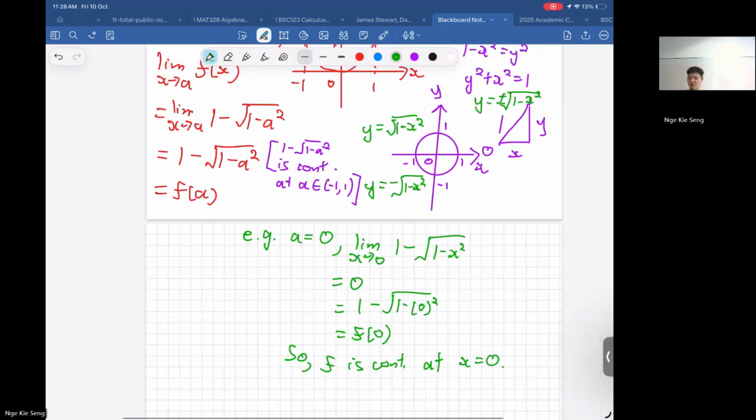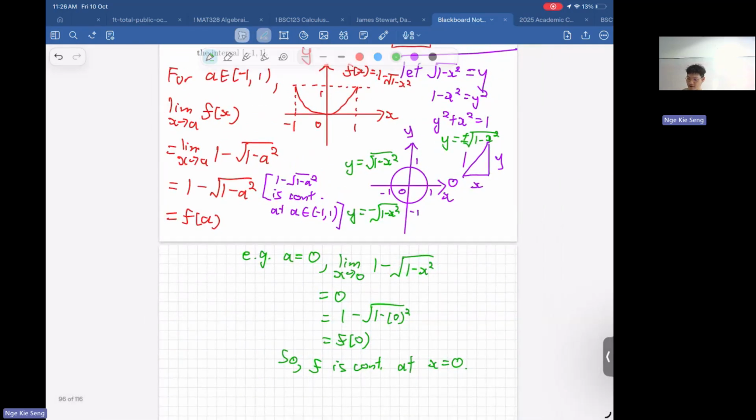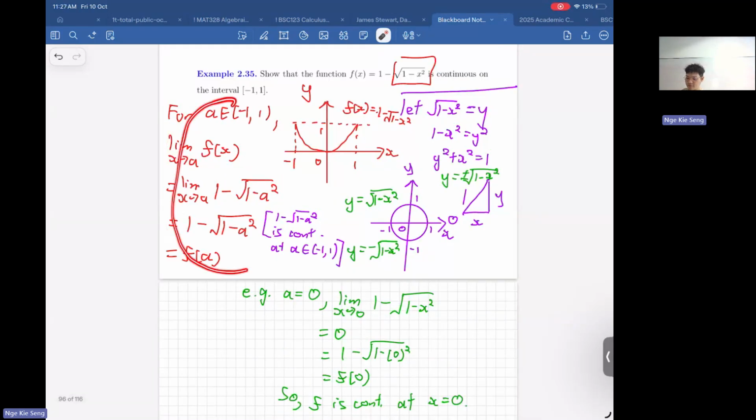So when I do this kind of argument, I think you need to familiarize yourself now. Actually, I'm checking every point. You see, if you change this number to, let's say, 0.5, it also works.